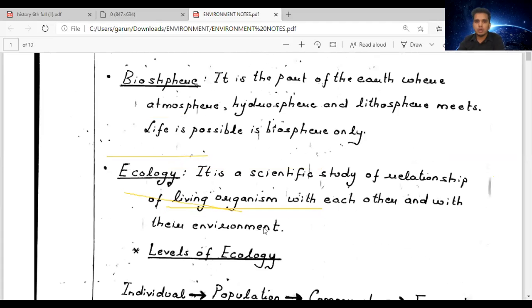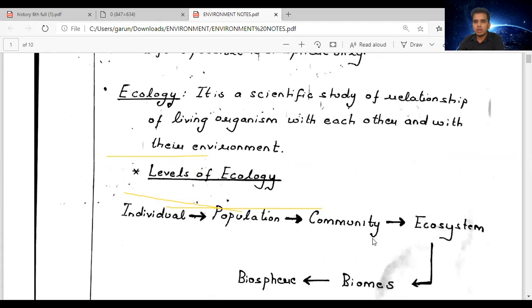Levels of ecology: population, community, ecosystem, biomes. Biomes combined make the biosphere. Population makes community. Community makes an ecosystem. Several ecosystems get combined and then they form biomes. And at last, the biosphere is formed.